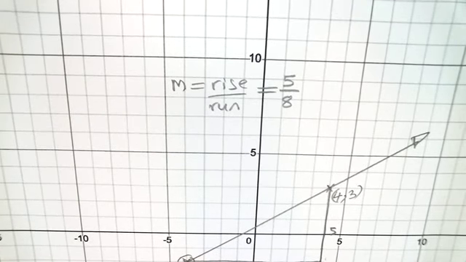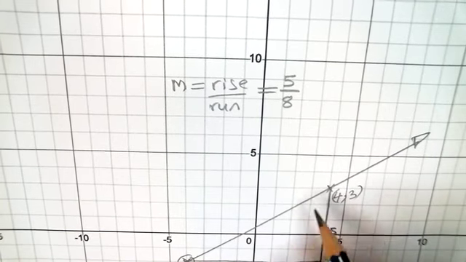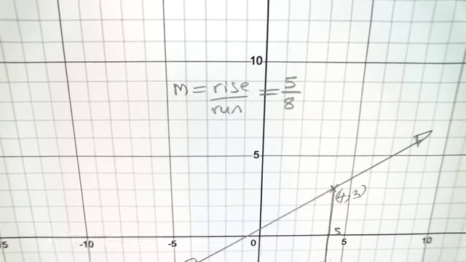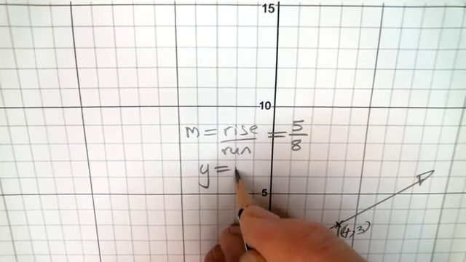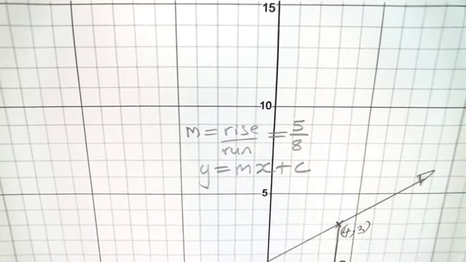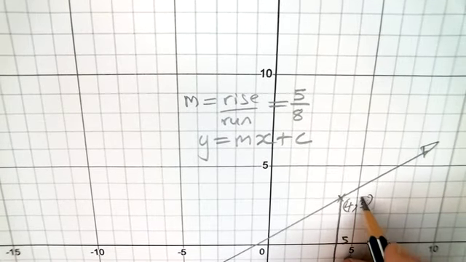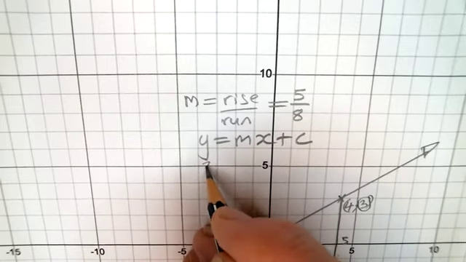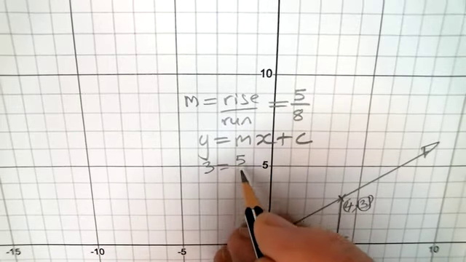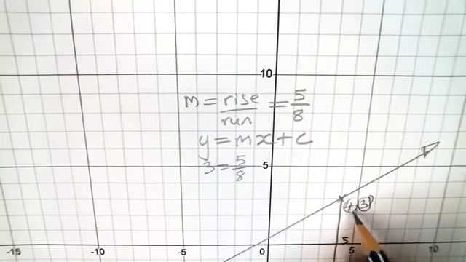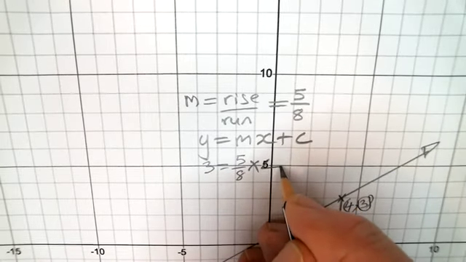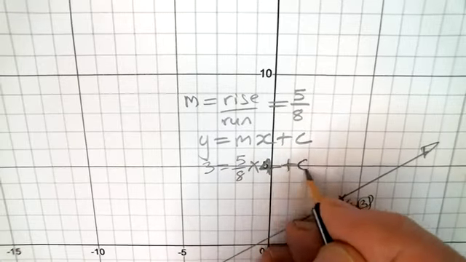So there are lots of ways of doing this, and probably quite a useful way is to use y equals mx plus c. So why don't we just do that? We could take any x and y point we've got. So we know that y equals mx plus c. We know what m is, and we know what y is. I'm going to use y as 3. So 3 is equal to 5/8 times x. What's x? x is 4. So 3 equals 5/8 times 4 plus c.